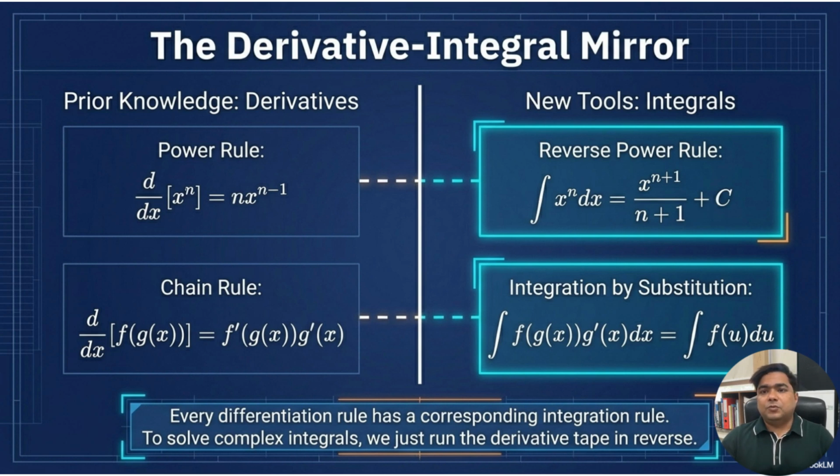The chain rule is used when we differentiate a composite function. Integration by substitution reverses that idea. When we see a function inside another function and we also see its derivative nearby, substitution can simplify the integral. The main point is this: every differentiation rule has a corresponding integration idea. To solve complex integrals, we often think of derivatives in reverse. So, integration is not just memorizing formulas, it is recognizing patterns and reversing the logic of differentiation.